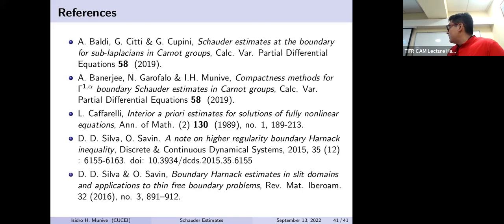But these are some references if you are interested. This is the paper of Banerjee and Caffarelli. They prove it in smooth domains. This is the paper on Gamma 1 alpha. And these are some very inspirational papers: this one by Caffarelli, and then these two by De Silva and Savin. This one is more the one that we actually use, no?